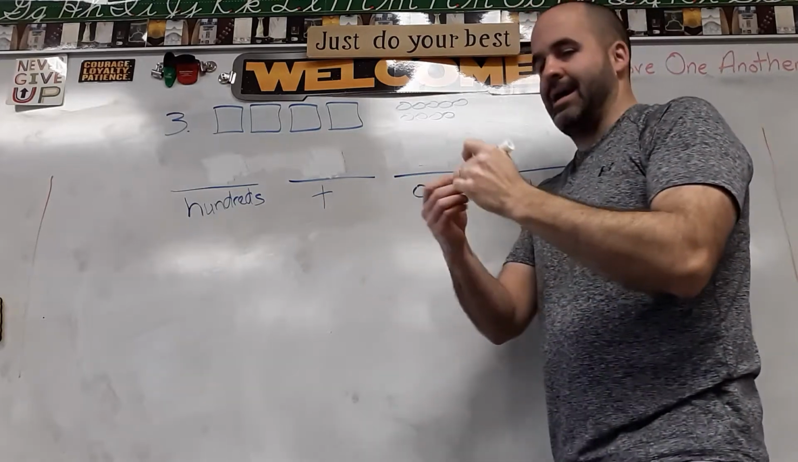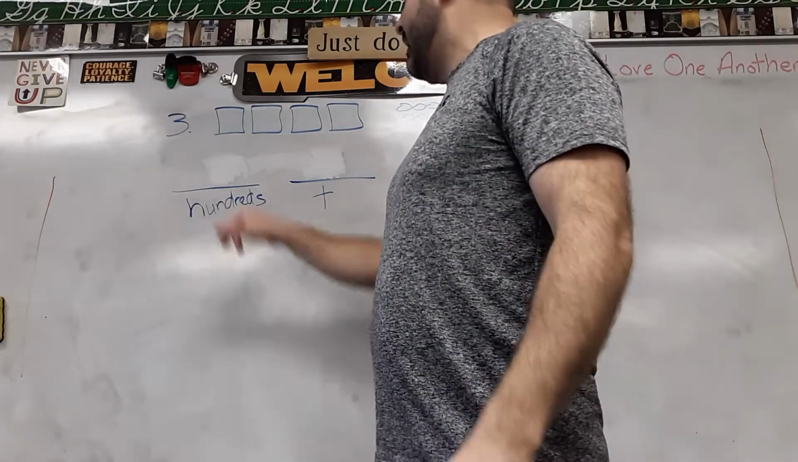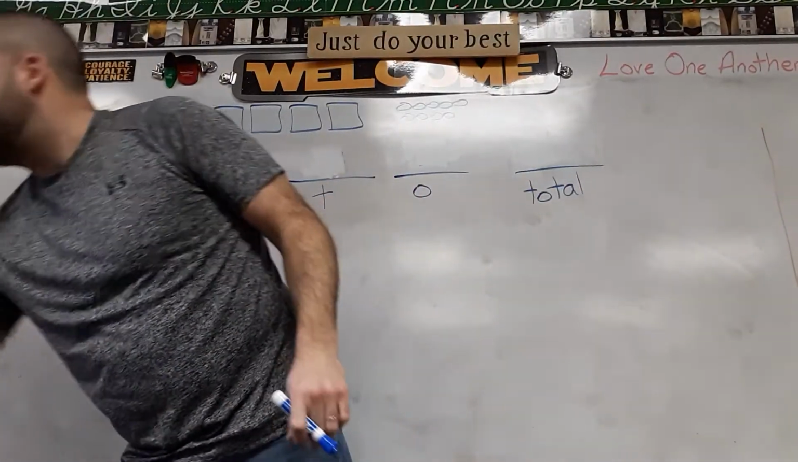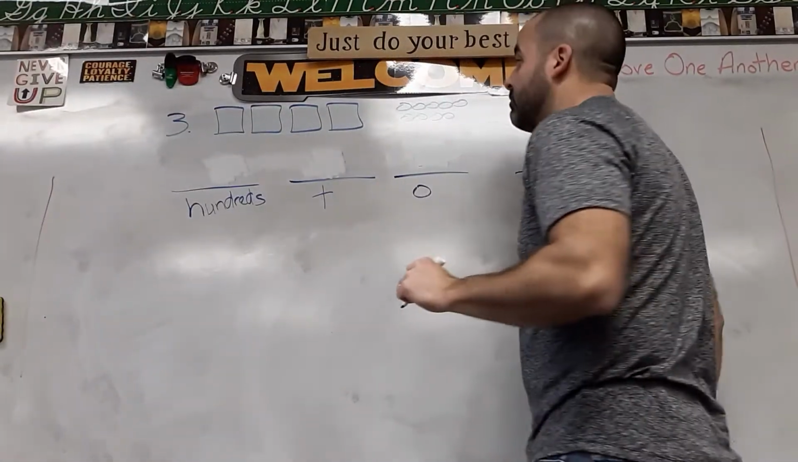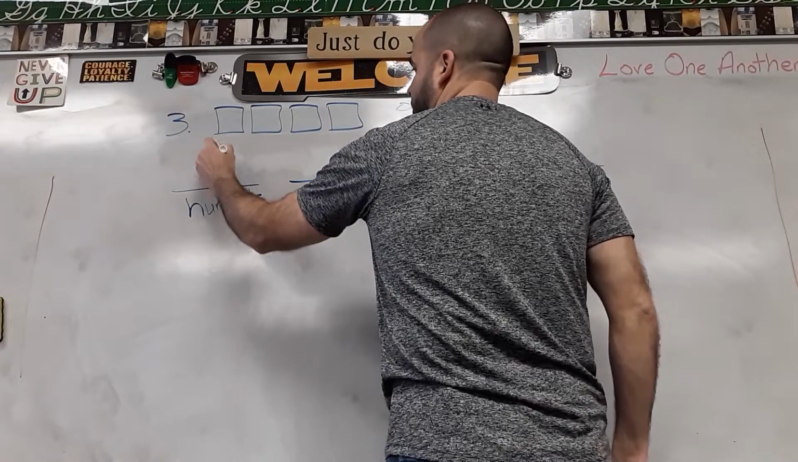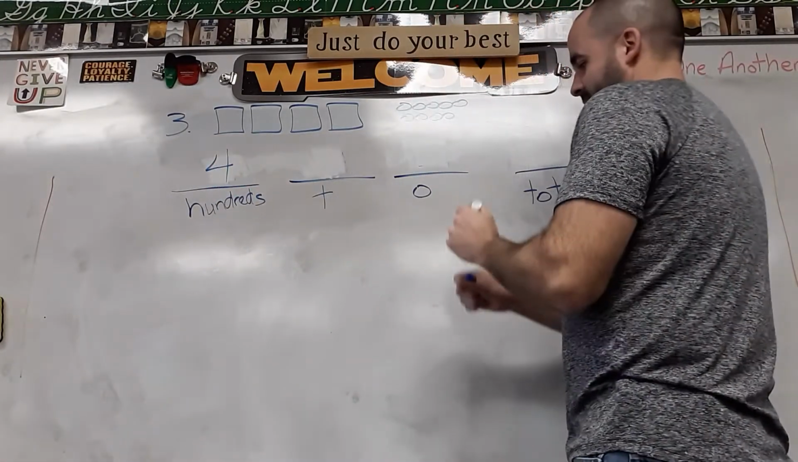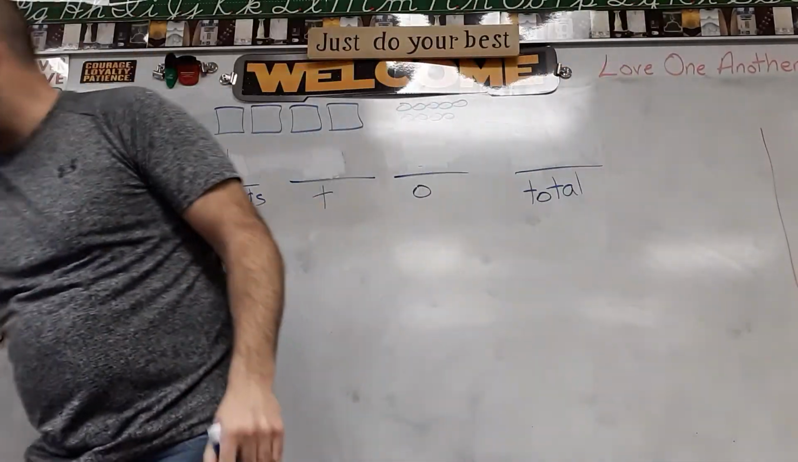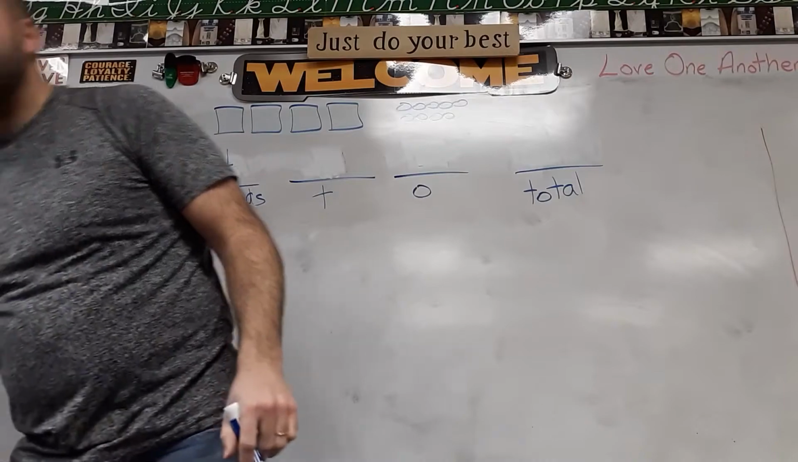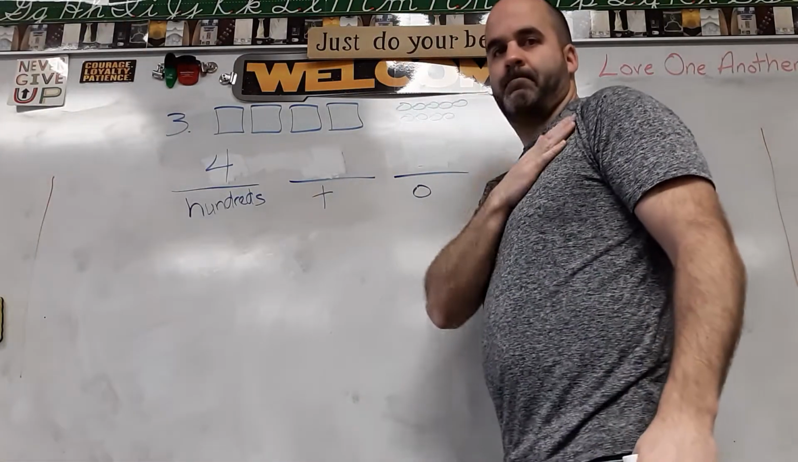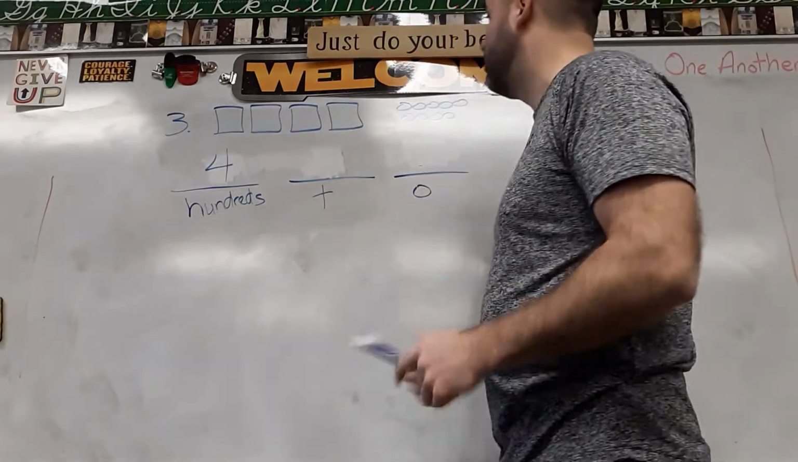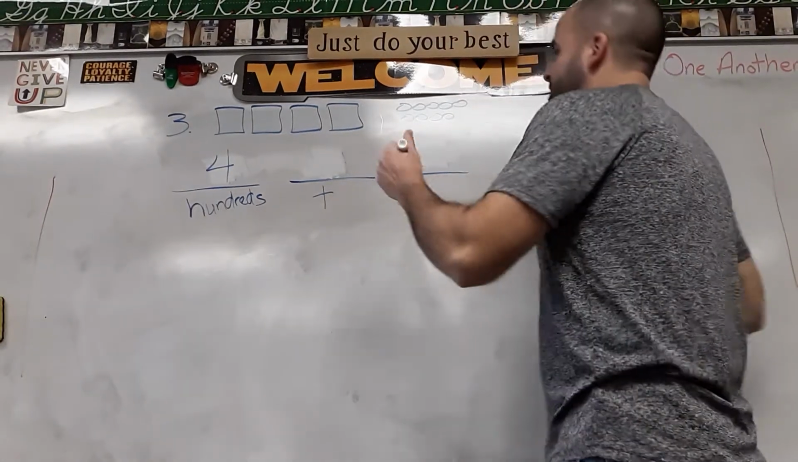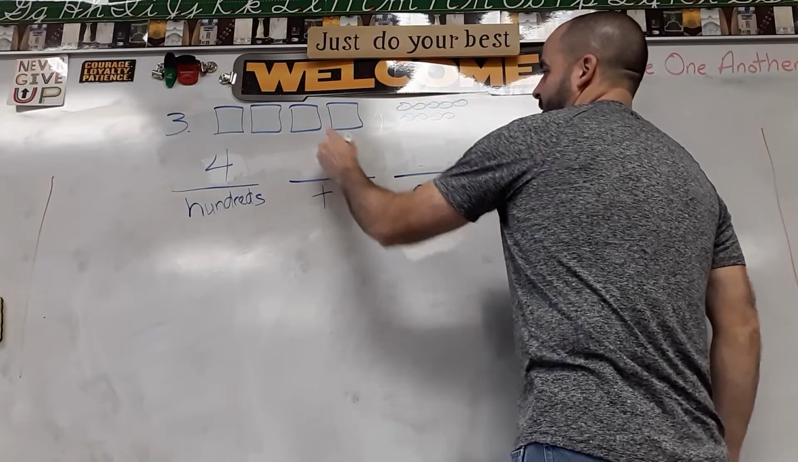Okay. All right. Let's see what we have here. Hundreds. Gus, how many hundreds do we have? Yeah, 4 of them. Good. 4 hundreds. All right. How many tens do we have? Will, how many tens? Yeah, none. No sticks. That means no tens. So we're going to put a 0 here.